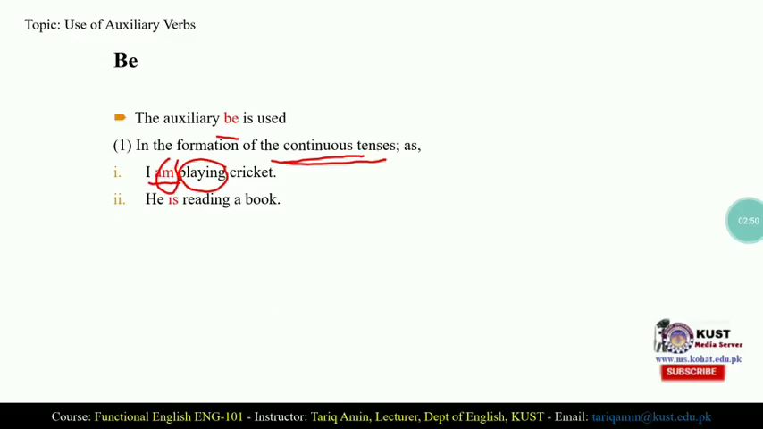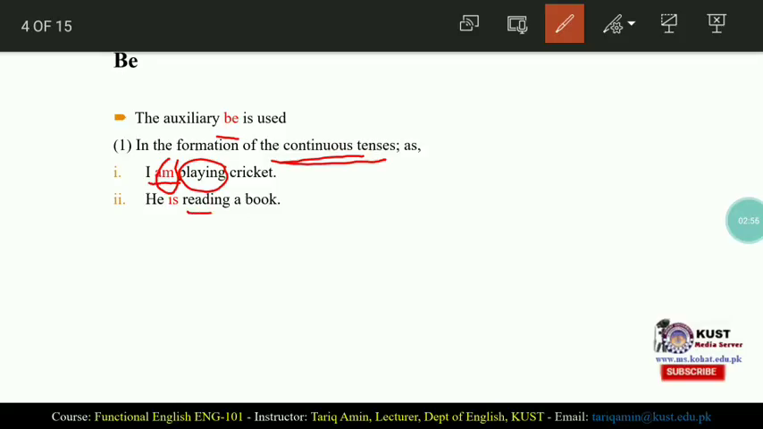And we look at the second example. It is also continuous tense. He is reading a book. It is a present continuous sentence. And we can see that the form of the verb to be has been used in this example in order to form present continuous tense.